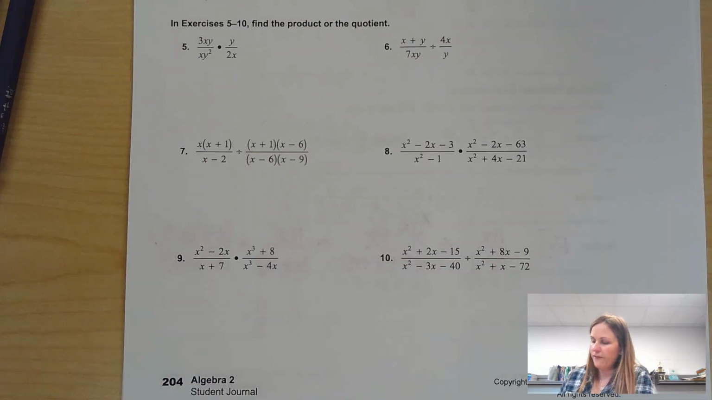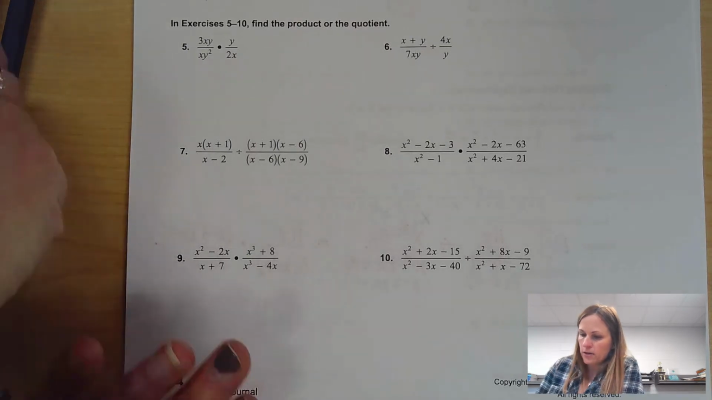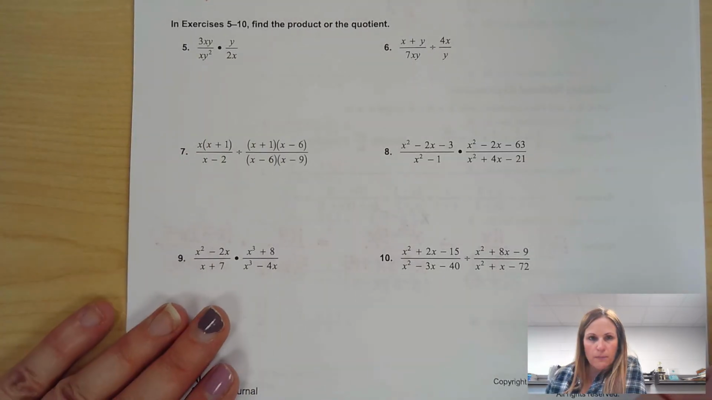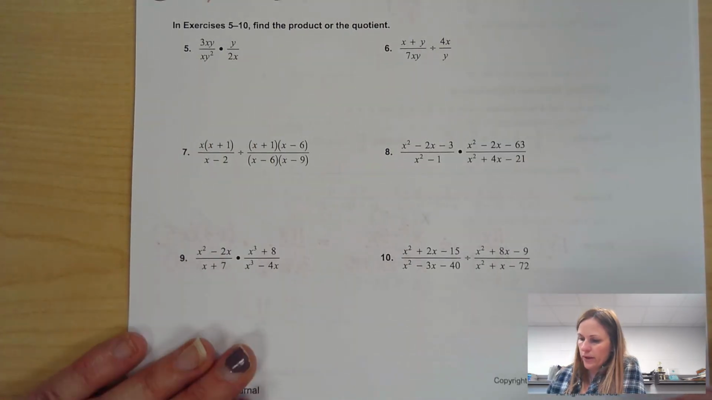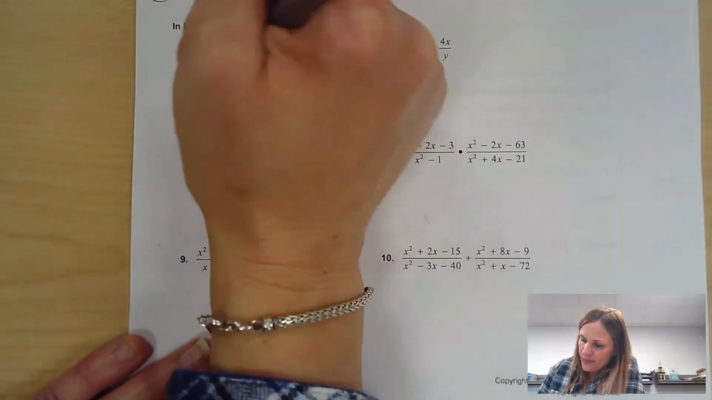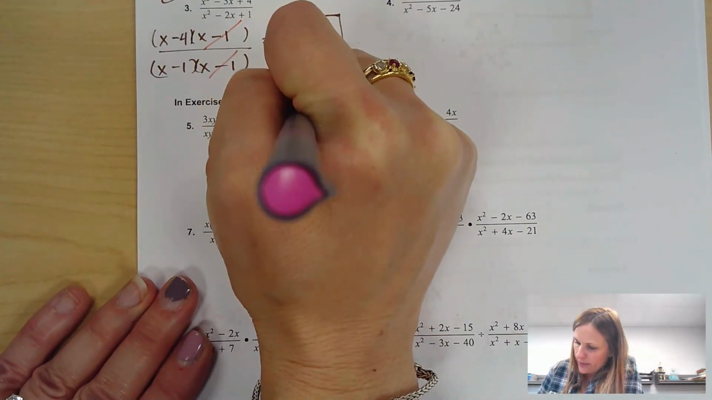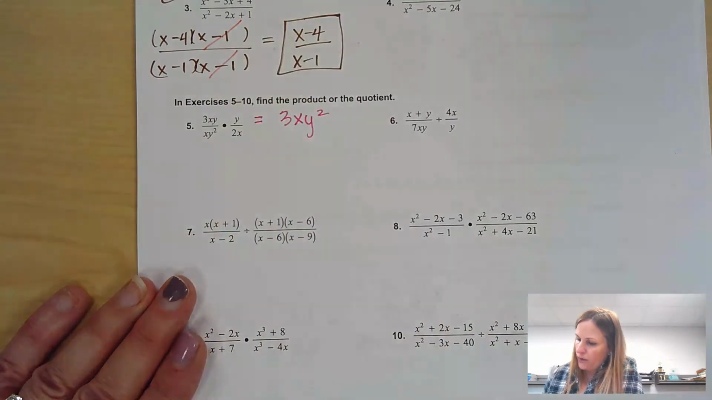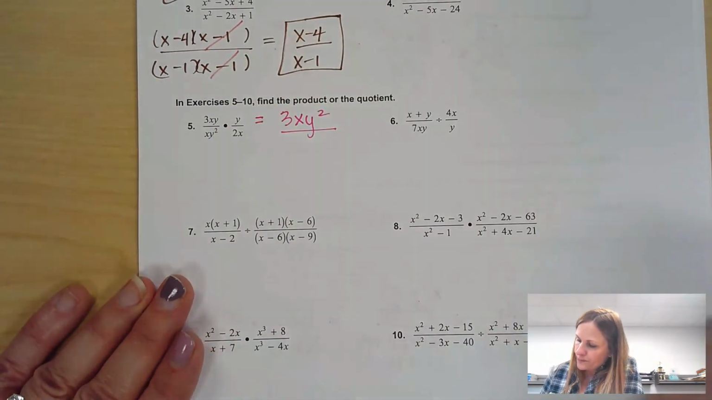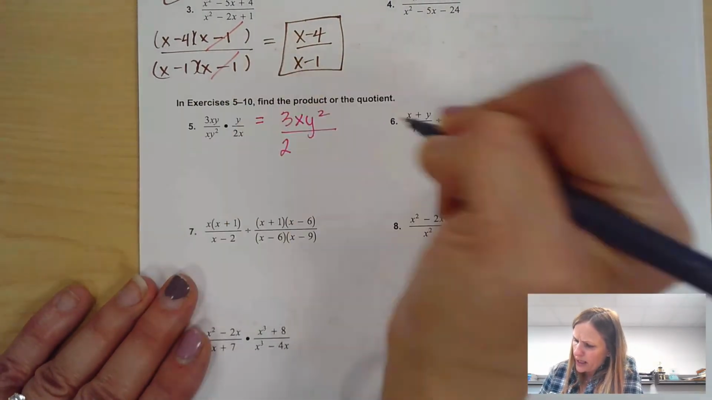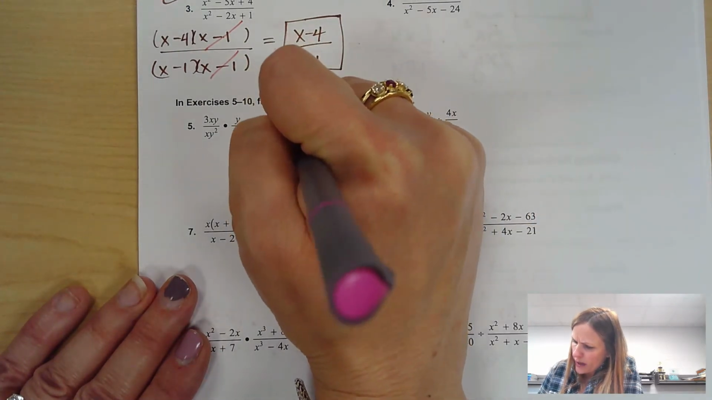In numbers 5 through 10, it's really just working on multiplication and division. In number 5, notice they're all monomials, so there's not a whole lot we have to do in terms of factoring. We can either multiply across the top, multiply across the bottom, or start reducing. I'll do it a different way this time. I'm just going to multiply across the top. If I did that, I would get 3xy squared. If I multiplied across the bottom, I'm going to get 2x squared y squared.